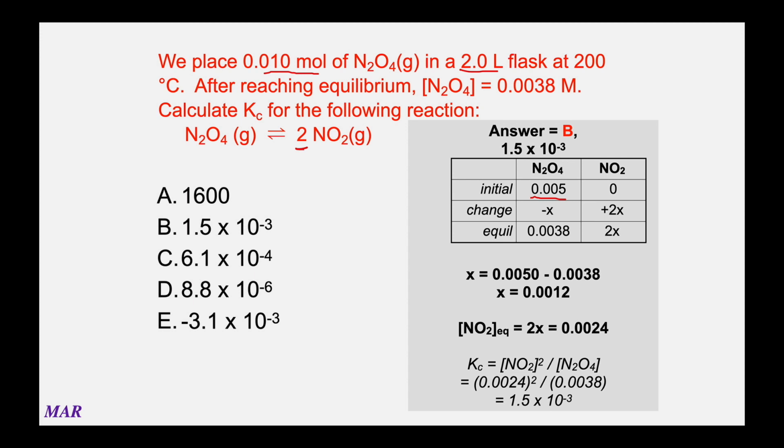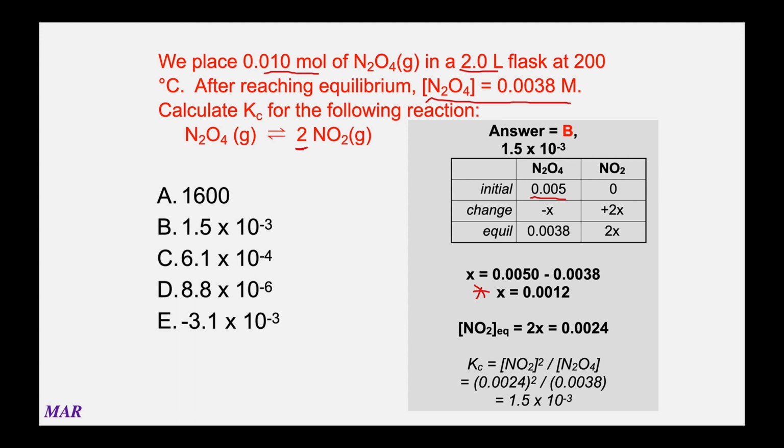But in this problem, it states that the N2O4 concentration at equilibrium is 0.0038 moles per liter. So the first thing you need to do in this one is solve for what X is. You start with 0.0050 minus X equals 0.0038. To solve for X, you take 0.0050 minus 0.0038. That would equal X, and X comes out to be 0.0012.